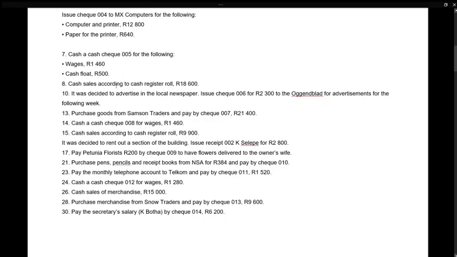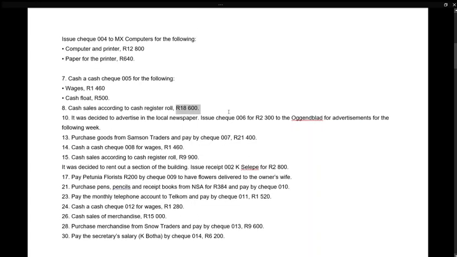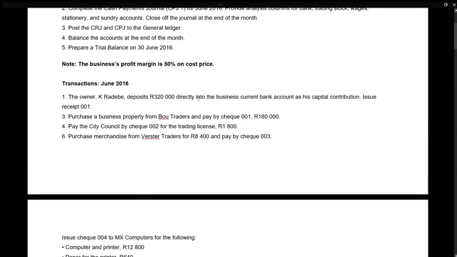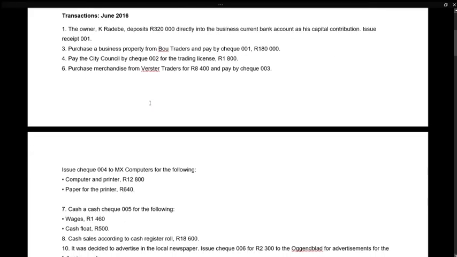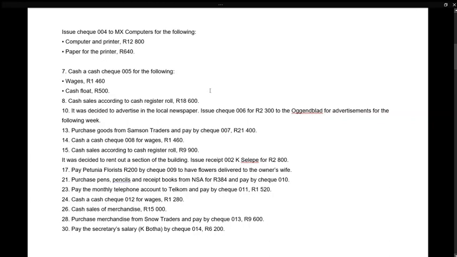Right, so next transaction took place on the 8th. Cash sales according to cash register roll 18,600. Okay, so they did not give us the cost price. We need to calculate it, and early in the information they gave us 50% on profit. So we will have to go and calculate this. I'm going to do it in brackets next to the transaction so you understand how I get to the amount.